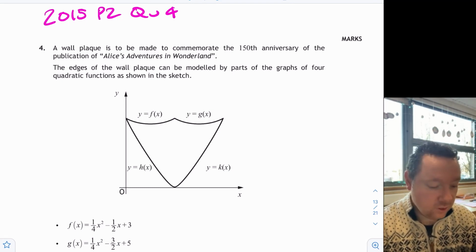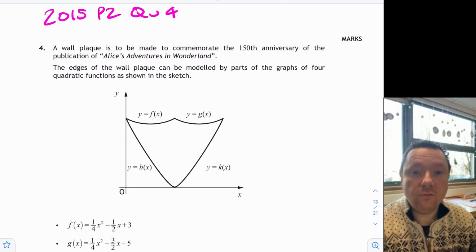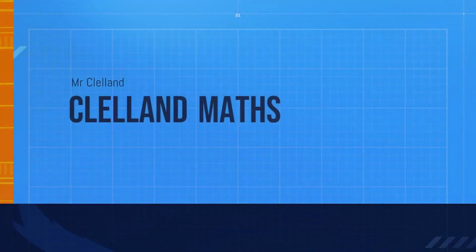Mr. Clare here from Clare Maths. Today we're going to be looking at 2015, paper 2, question 4 of the SQA Higher Maths exam paper. Let's jump straight in.